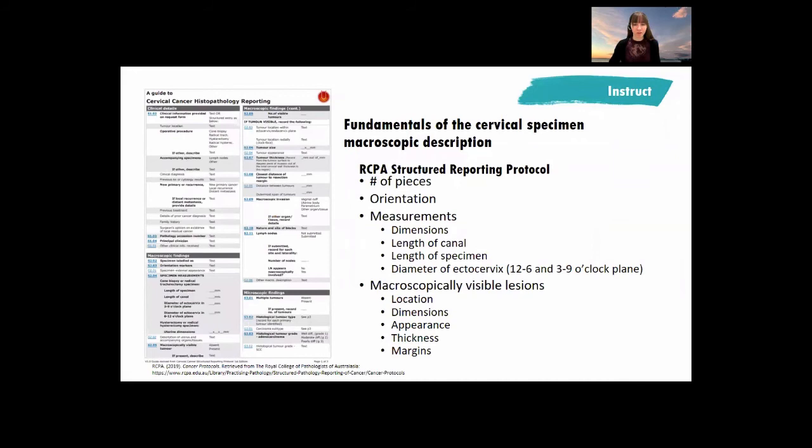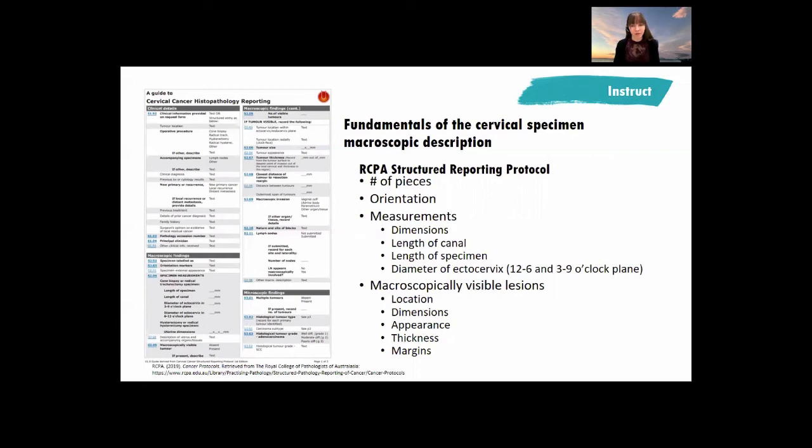The videos you just watched and the provided checklists were created using the RCPA guidelines. Further information can be found within the RCPA resources. These guidelines explain what information needs to be recorded in the macroscopic description, including number of pieces, orientation, measurements, and macroscopically visible lesions. Now, between your laboratory dissection manual, the RCPA guidelines, and the provided checklists, you will be able to select the correct tissue and record the correct information necessary to assist in making an accurate diagnosis.